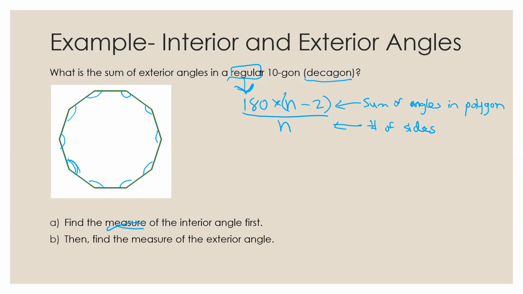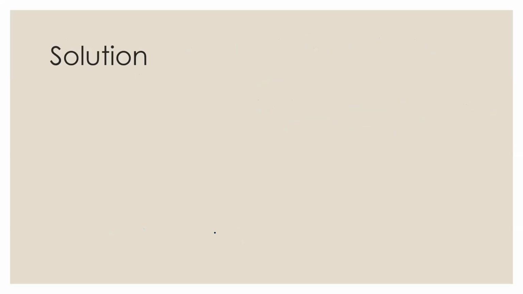Then I'm going to find the measure of the exterior angle, and we'll talk a little bit about how we can do that. You can probably connect the dots with what we just talked about, the fact that they're adjacent to each other. And finally, we're going to find the sum of the exterior angles. So let's go step by step. Let's find the sum of interior angles first.